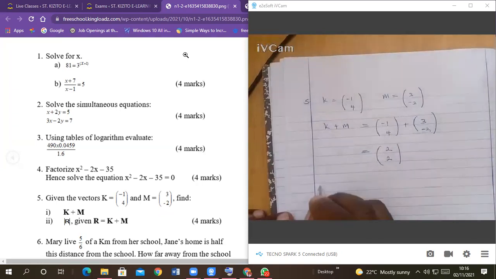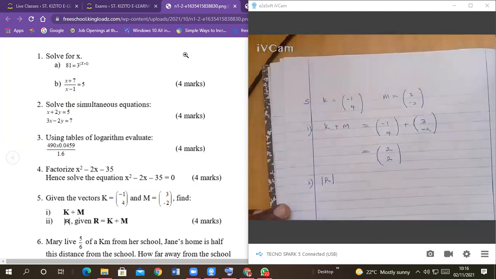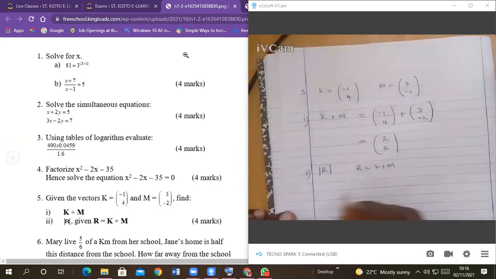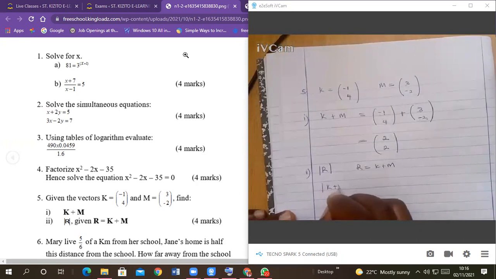And then Roman number 2, they are saying find the magnitude of r. But they are saying that r is k plus m. So in other words, they are telling you to find the magnitude of k plus m.